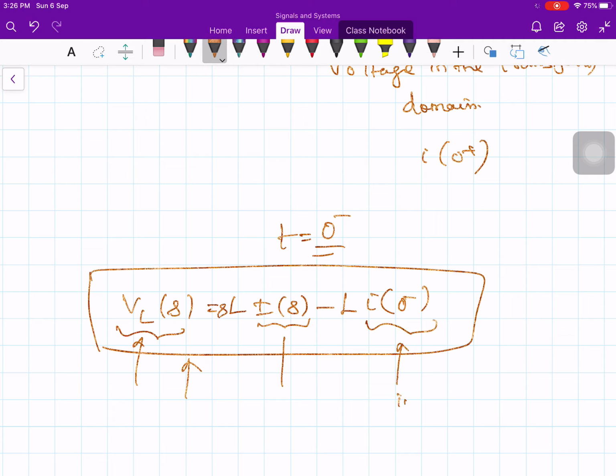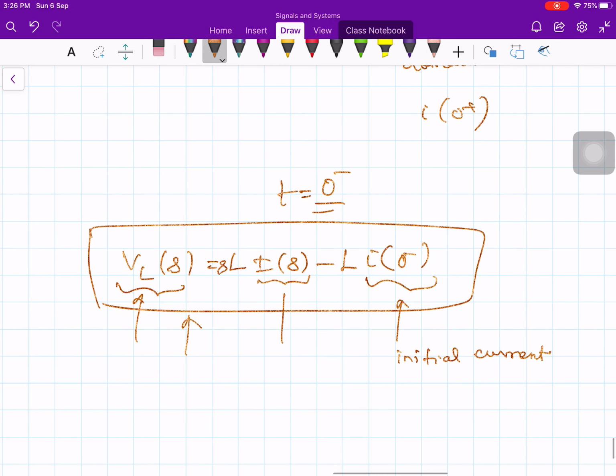Before you switch on the circuit, there is a certain amount of current which is flowing in the circuit or in the system, that is called initial current. So therefore we can invert this expression and find out the I of S. In case someone wants to find out the I of S, then VL of S plus L times i of 0 minus is equal to SL times I of S.